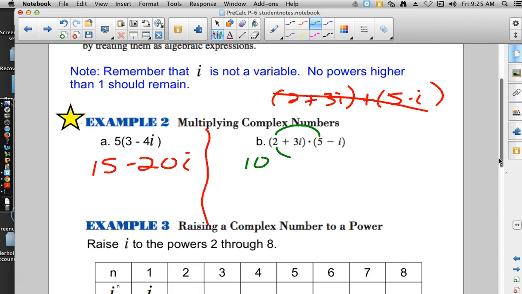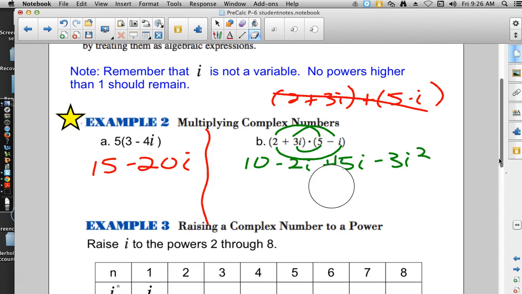Then we have outside times outside, so 2 times -i, that will be a -2i. Inside times inside, we'll have 3i times 5. That's going to be plus 15i. And then last times last, we'll have a negative 3i squared. And that got kind of squashed, so it doesn't look right. And we have FOIL guide.